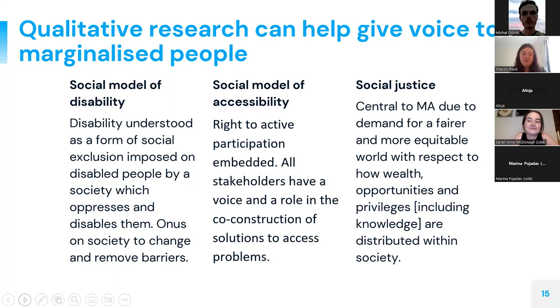So, for example, the social model of disability. I'm sure many of you will be familiar with this model, but briefly, according to the social model of disability, disability is understood as a form of social exclusion. I'm so used to talking about inclusion, but we also have to talk about exclusion. It's important to do so. So disability is understood as a form of social exclusion imposed on disabled people by a society which oppresses and disables them.